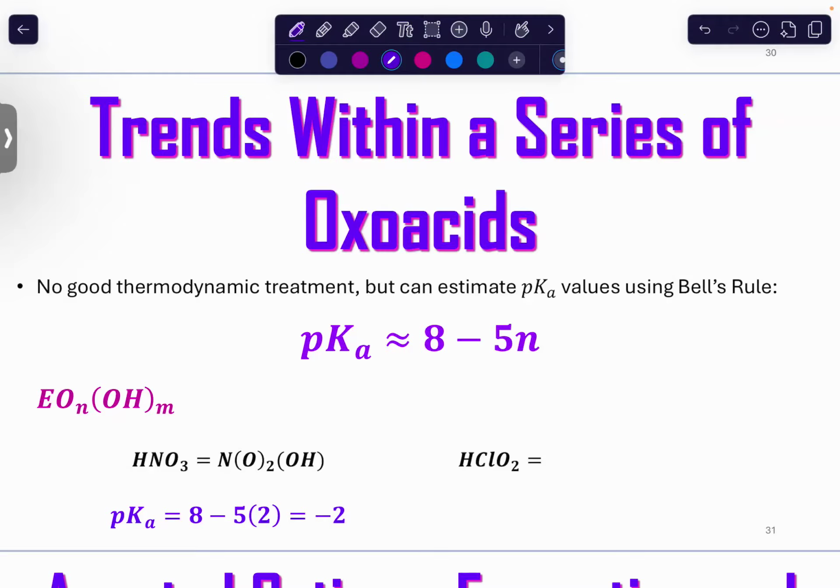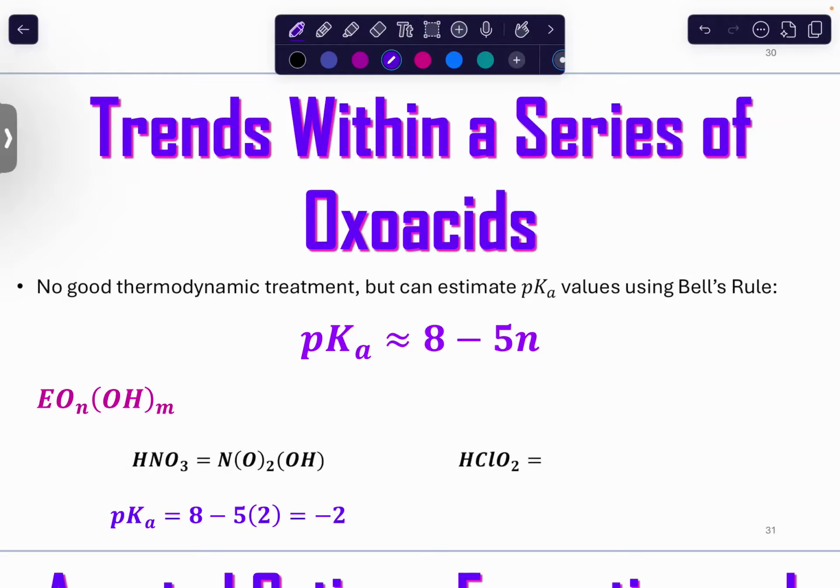So your generalized formula is going to be EO sub n, OH sub m. And so you take your nitric acid here, your E is going to be your central atom, so your nitrogen. And then you notice, and you kind of need to know the structure of the acid, because for your nitric acid, you'll have 2 O's by themselves and then an OH.